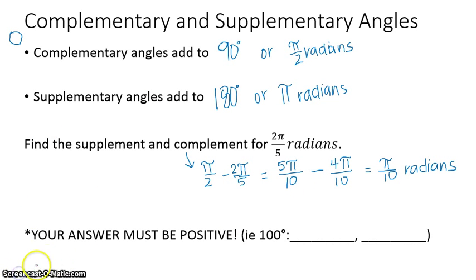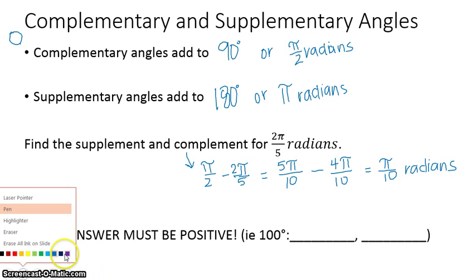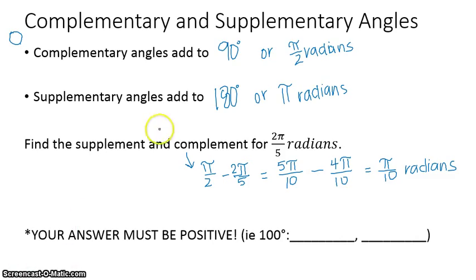For my supplement, I'm going to do that one over here. So it's adding to 180, or in this case, since I'm in radians, it's adding to pi. So I'm just going to say pi minus 2 pi over 5. Convert to a common denominator if you need to, or just subtract that. I end up with 3 pi over 5 radians for my supplement.